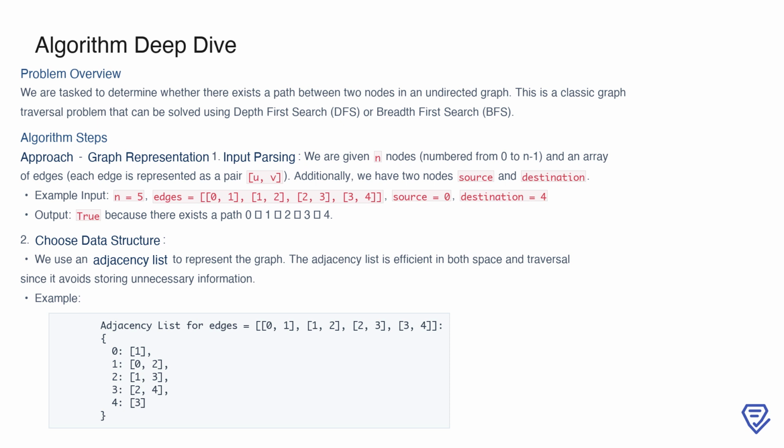For example, if n equals 5, the edges are [0,1], [1,2], [2,3], [3,4], and the source is 0 while the destination is 4, the output is true because a path exists from 0 to 4 through nodes 1, 2, and 3.